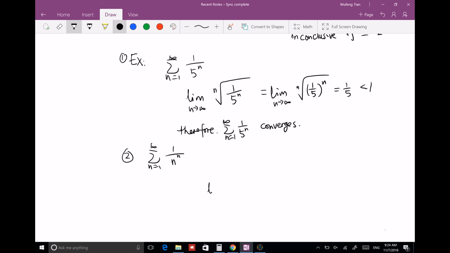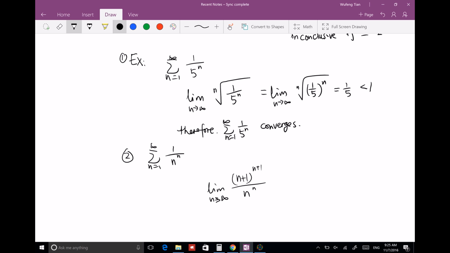If you use the ratio test, with n going to infinity, you get (n plus 1) to the power n plus 1 over n to the power n. This is your ratio test. There's nothing you can cancel out on the ratio test, because you don't have anything in common.